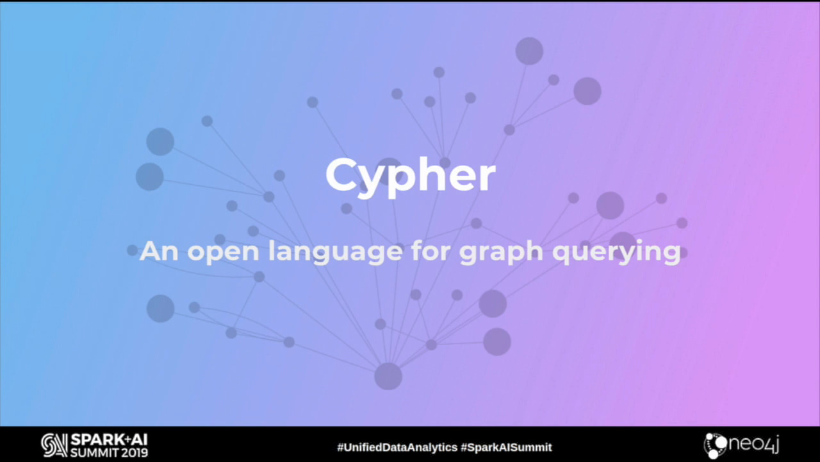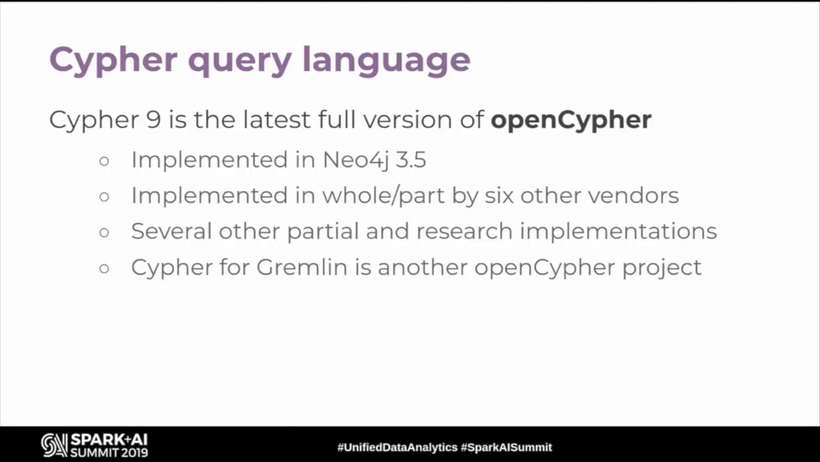So let's look into the Cypher features that Morpheus provides. Cypher, as Sören already said, is our language from Neo4j for graph querying. It's also an open language, and the standard, or the current version of the language, is defined in the openCypher project. The latest version is Cypher 9, which is fully implemented in Neo4j 3.5, our latest release. It's also implemented by other vendors and other research projects and industry projects. And there's also a compiler for Gremlin, which is also a graph traversal language.